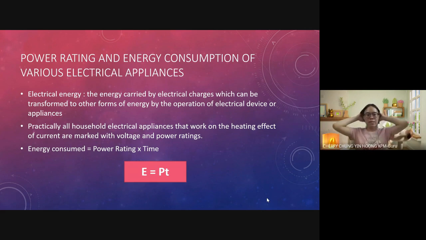So practically all household electrical appliances that work on the heating effect of current are marked with voltage and power rating.